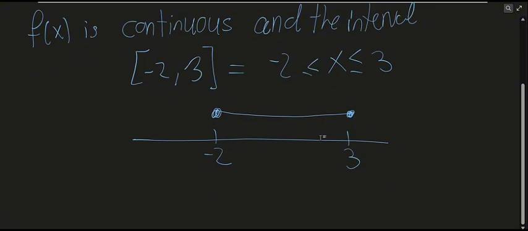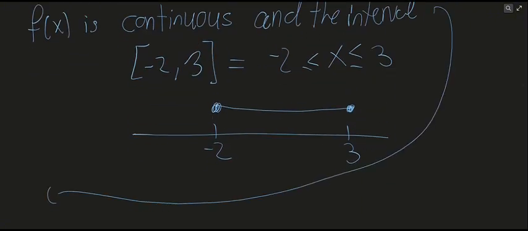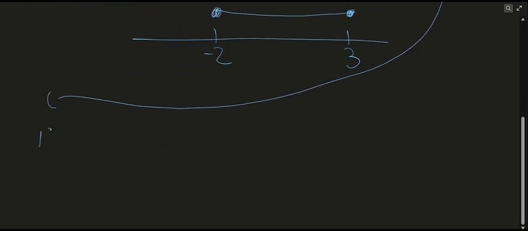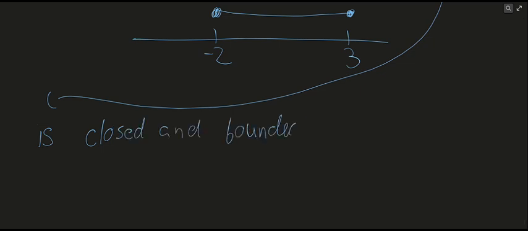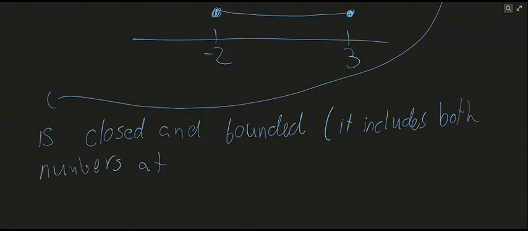So the function is continuous, and the interval is closed and bounded. It includes both numbers at the endpoints. That's really the idea of this problem.